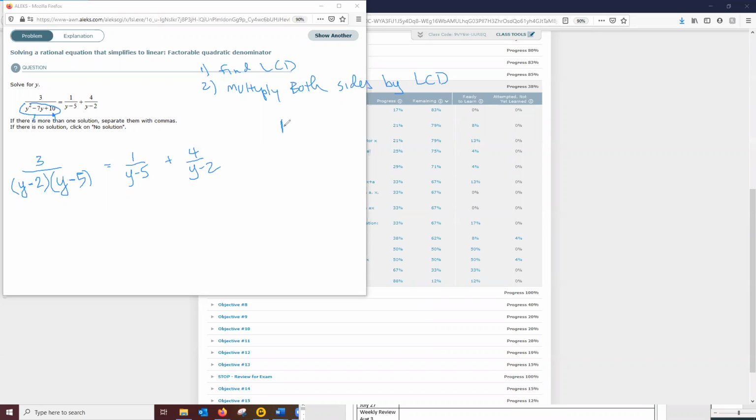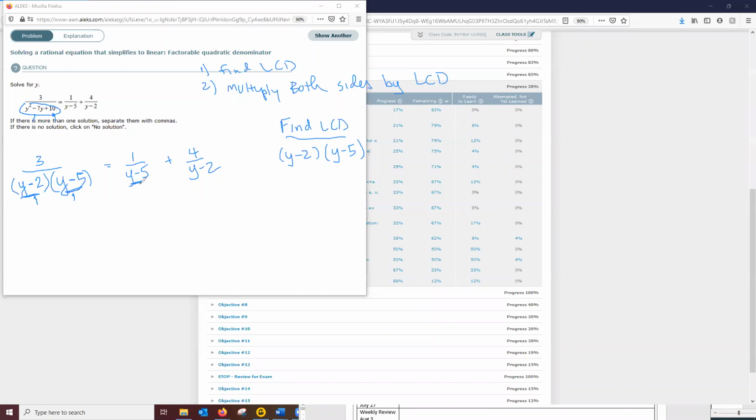All right, so let's find the LCD. To find the LCD, you might remember this from the last objective. What you do is you look at these denominators and write down the multiplication of all the unique factors. So I'm seeing a y minus 2. That's got to be part of the LCD. I'm seeing a y minus 5. That has to be part of the LCD.